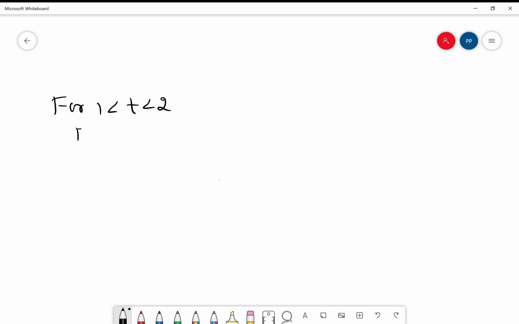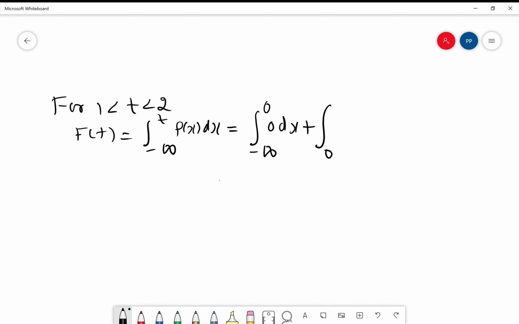The CDF F of t equals the integral from minus infinity to t of p of x dx, which has to be split as minus infinity to 0, where the value of the function is 0, plus 0 to 1, where the value of the function is x, plus 1 to t, where the value of the function is 2 minus x. Now, we have to evaluate these integrals.